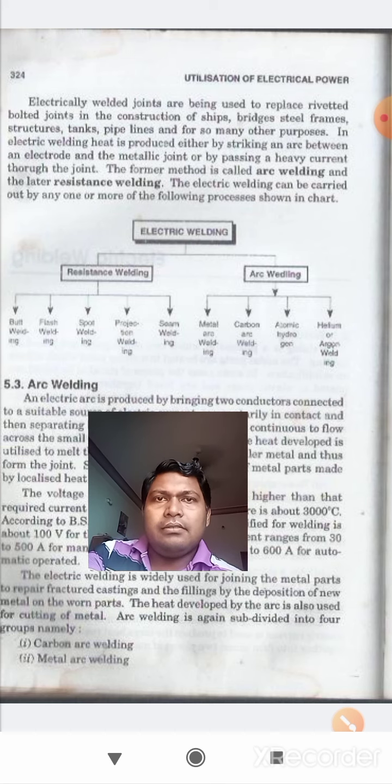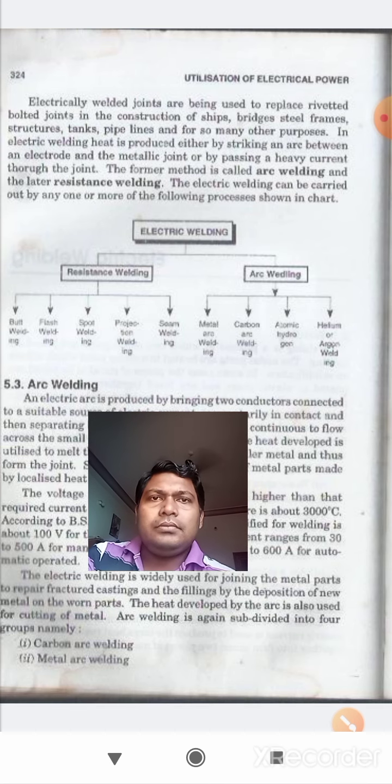Electrically welded joints are being used to replace riveted joints in the construction of ships. You might have seen in the construction of ships these types of joints where riveting was earlier used; nowadays they are being replaced by electrical welding.